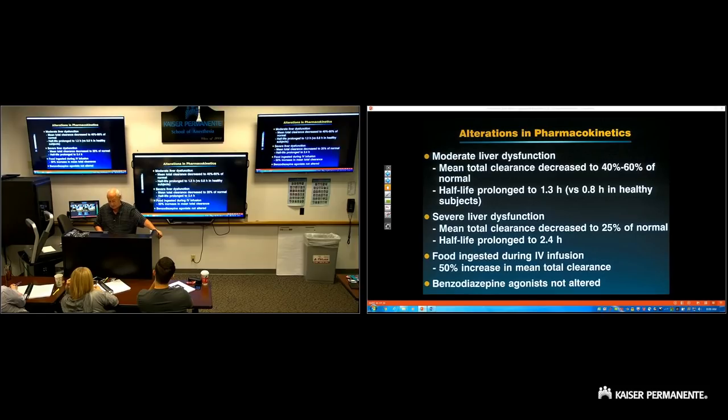And they talk about it, if somebody has moderate liver dysfunction, the clearance is decreased, because it is metabolized in the liver, by about 40 to 60%. The half-life is prolonged to 1.3 hours instead of about 0.8 hour in a healthy person.